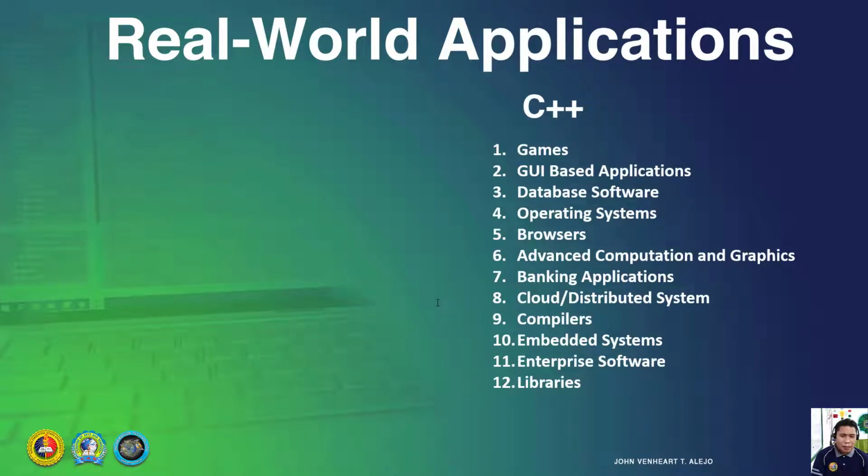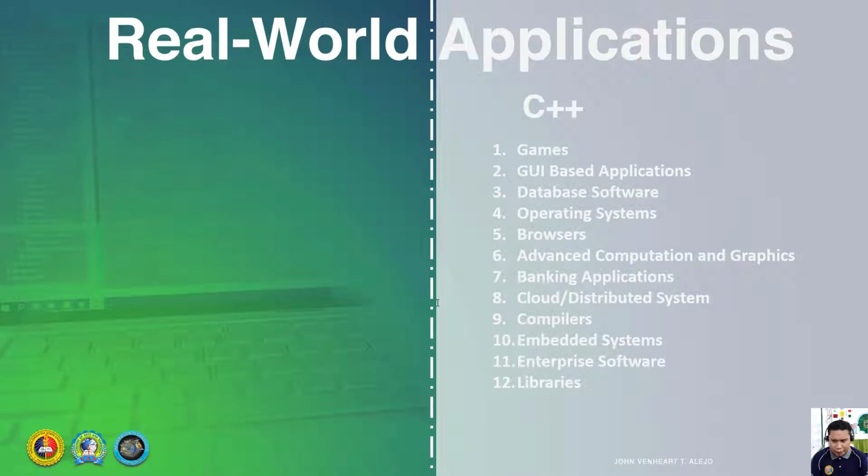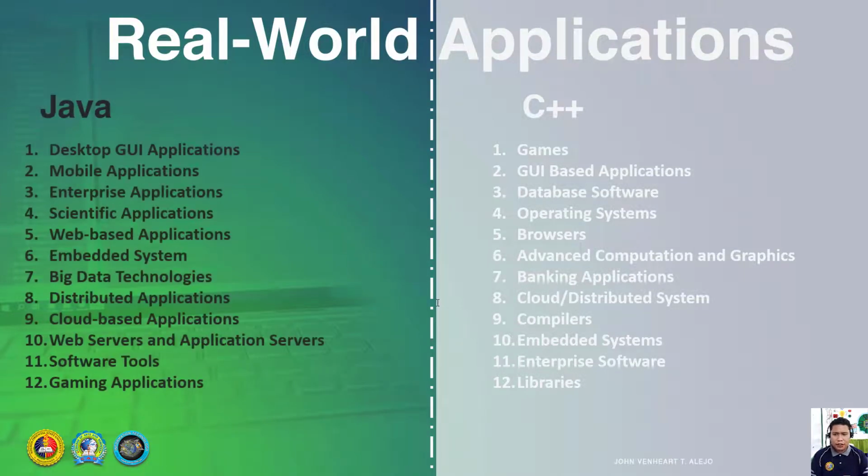Games, GUI-based application, desktop, database, operating systems, browser, advanced communication and graphics, banking applications, cloud distributed system, compilers, embedded systems, enterprise software, libraries. So, those are the actual applications in C++. They are not the same as Java. Desktop GUI application, that one is shared.